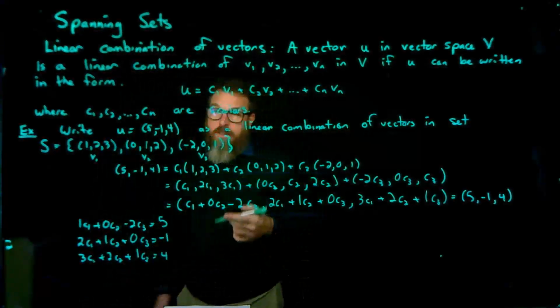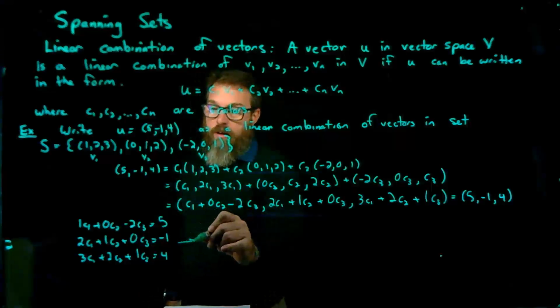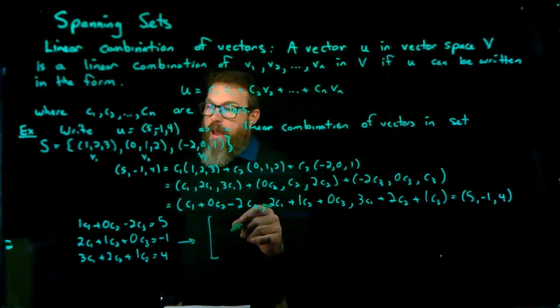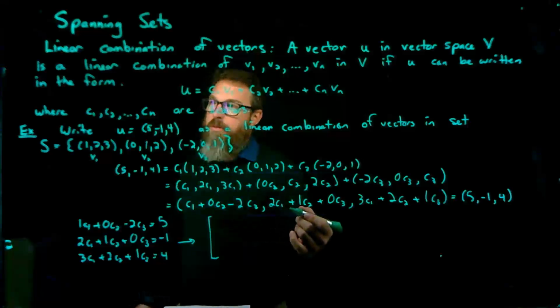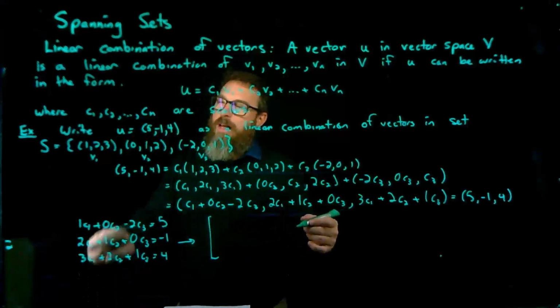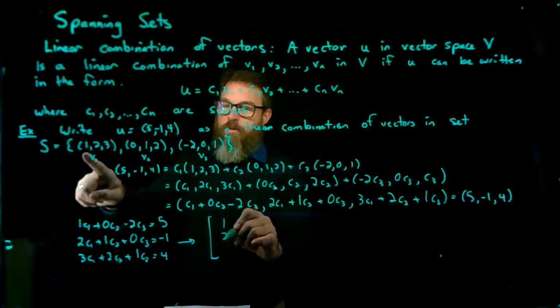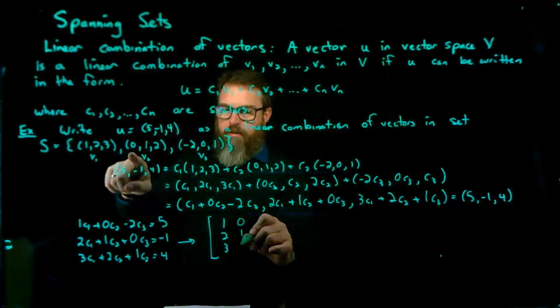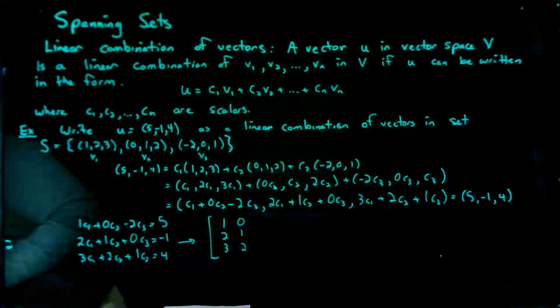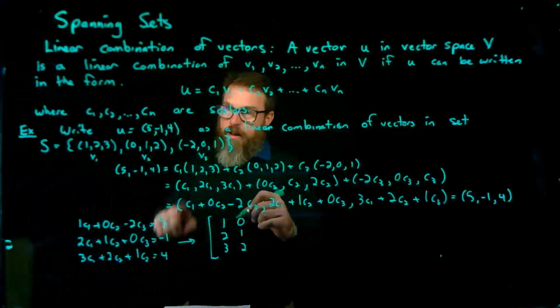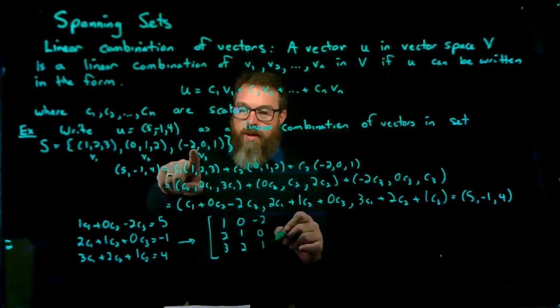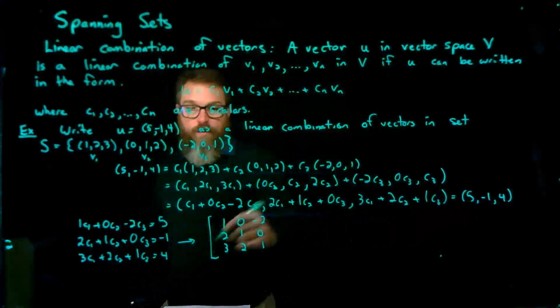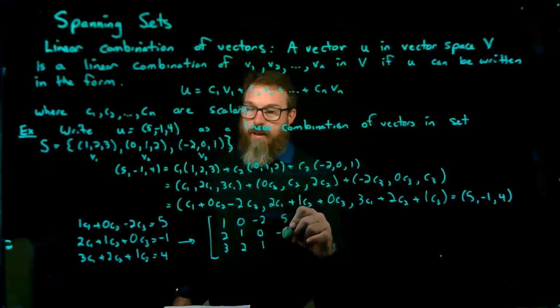And this builds us a matrix. I can write this in augmented matrix form, and I'm going to write this in columns because I want you to recognize that this first column matches that first vector, 1, 2, 3. This second column matches the second vector, which is 0, 1, 2. And that third column matches the third vector, minus 2, 0, 1. And then it's finally equal to the U vector I was trying to build, 5, negative 1, 4.